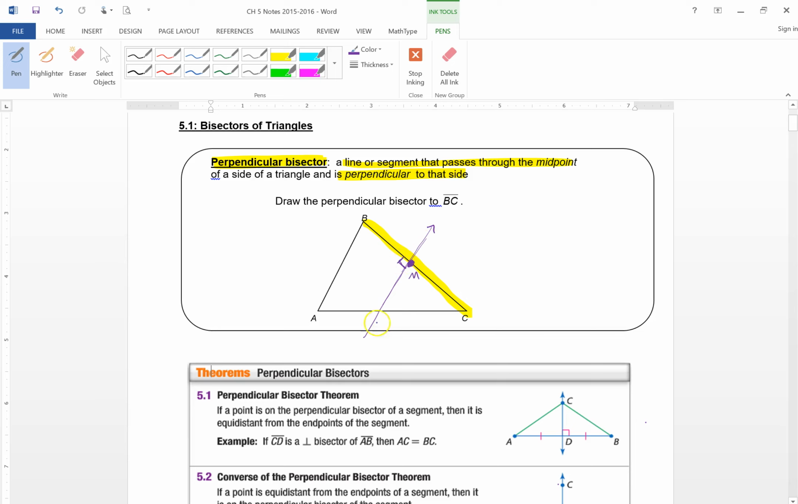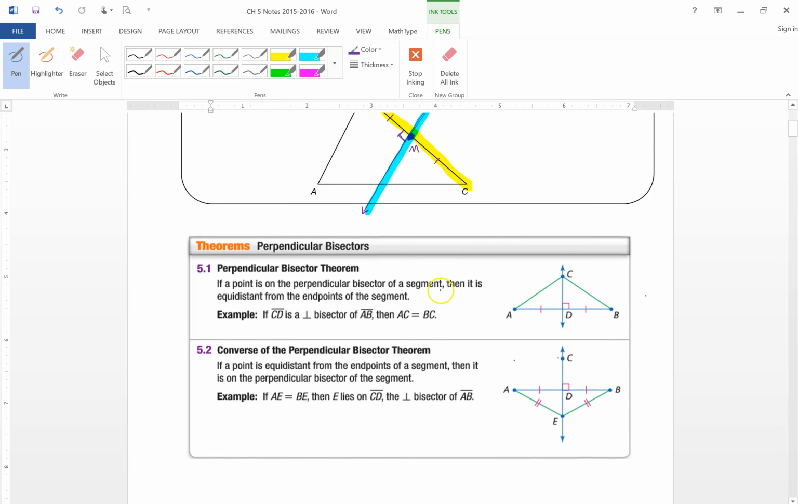Perpendicular right there. So that is the bisector. That's the perpendicular bisector. So if it says it's the perpendicular bisector to segment BC, that's how you draw it. And of course you can draw it to any of the other sides. To show that it's a midpoint, what do you have to do? You mark the equal segments, so here and here.